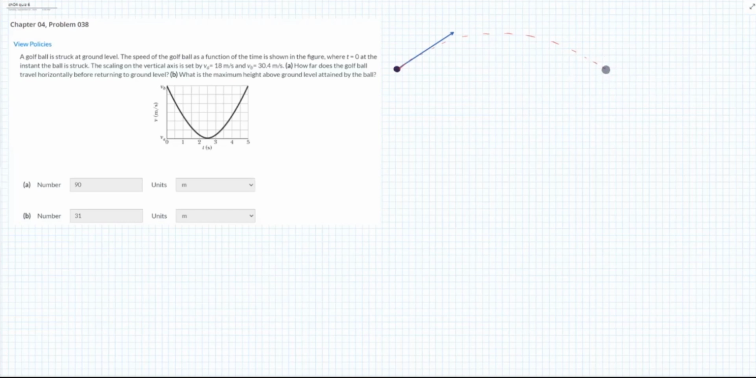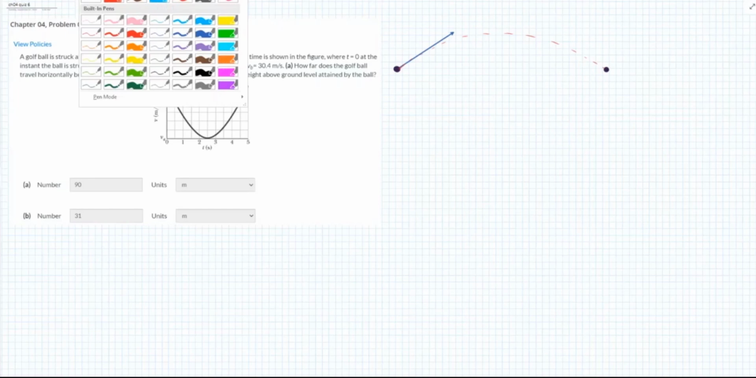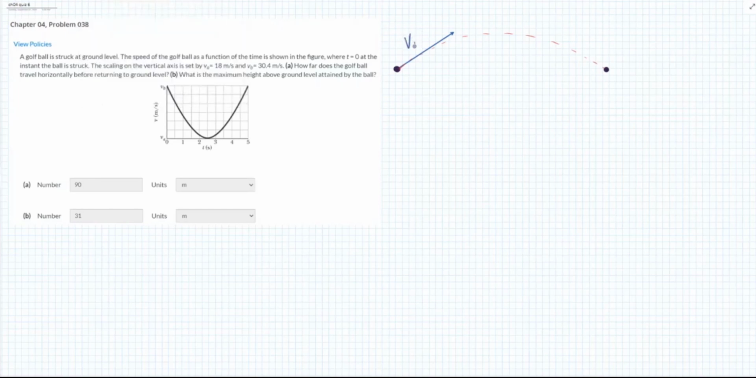So maybe we can reuse that range equation. But we have to fight the good fight. This is going to be my initial launch velocity. Do I know how far the golf ball travels horizontally? What's the maximum height? You see a two-dimensional vector, and right away you know to decompose that into components. This is my x component. That's my y component. Vx initial, Vy initial.